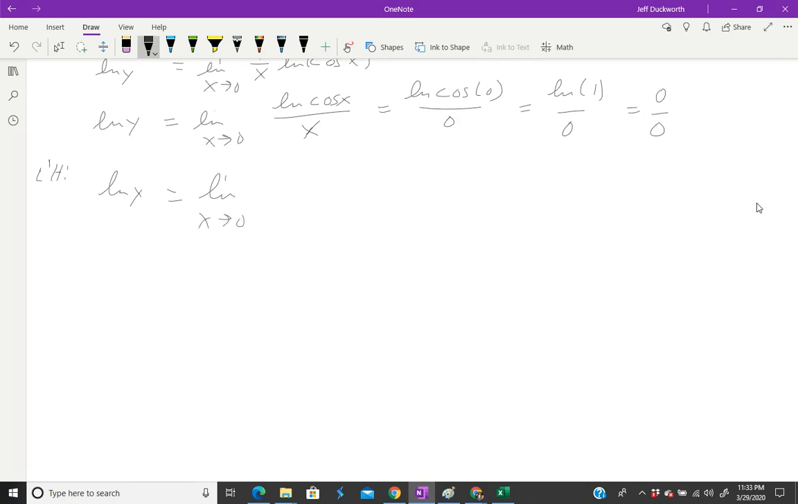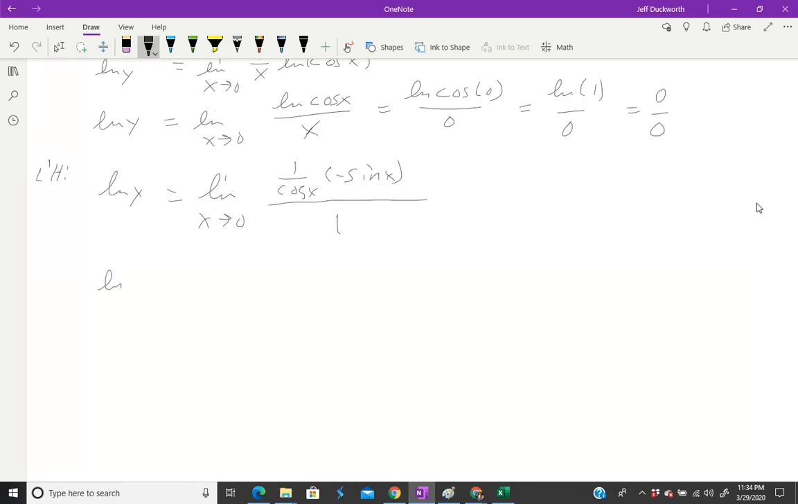All right, now the derivative of the logarithm ln of cosine is 1 over cosine of x times the derivative of cosine of x, which is negative sine of x. That's my numerator. That's the derivative of ln of cosine. So remember, the derivative of ln of u is 1 over u times du. So 1 over cosine times the derivative of cosine, which is negative sine. And the denominator is elementary. The derivative of x is just 1.